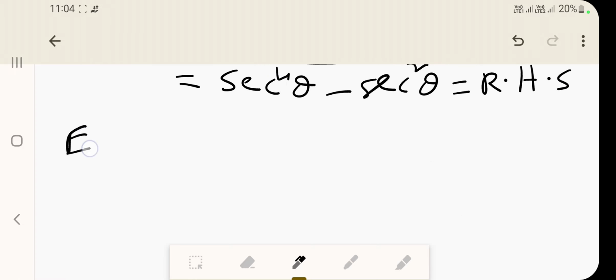Next we have another example problem and we'll stop for today's class. Next class we'll start the exercise 11.4.